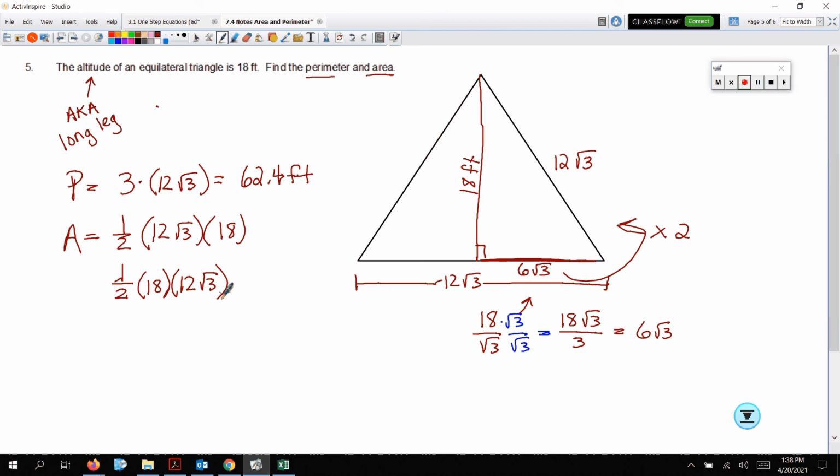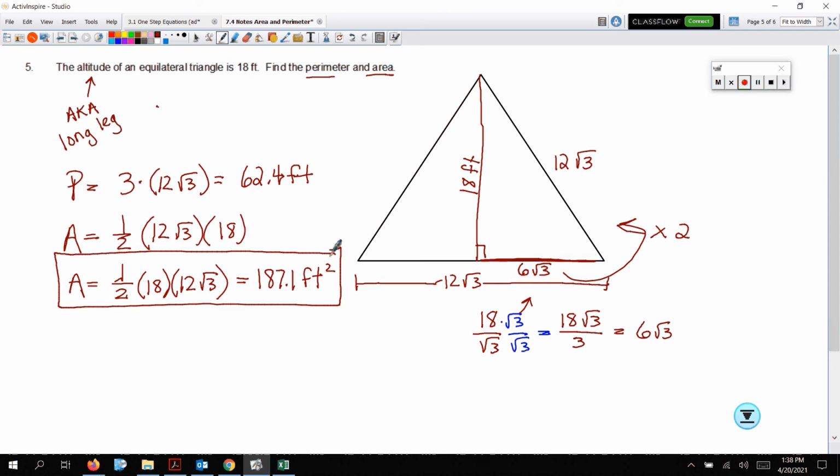So 1/2 times 18 times 12√3, I get 187.1 feet squared. Remember, area is always a unit squared. If I do the other way, times 12√3, close off the parenthesis, times 18, it gives me the same thing. So it's really important that you close off that parenthesis when you open one with the radical button. All right, we have the area, we have the perimeter, we have answered all the questions, I believe.